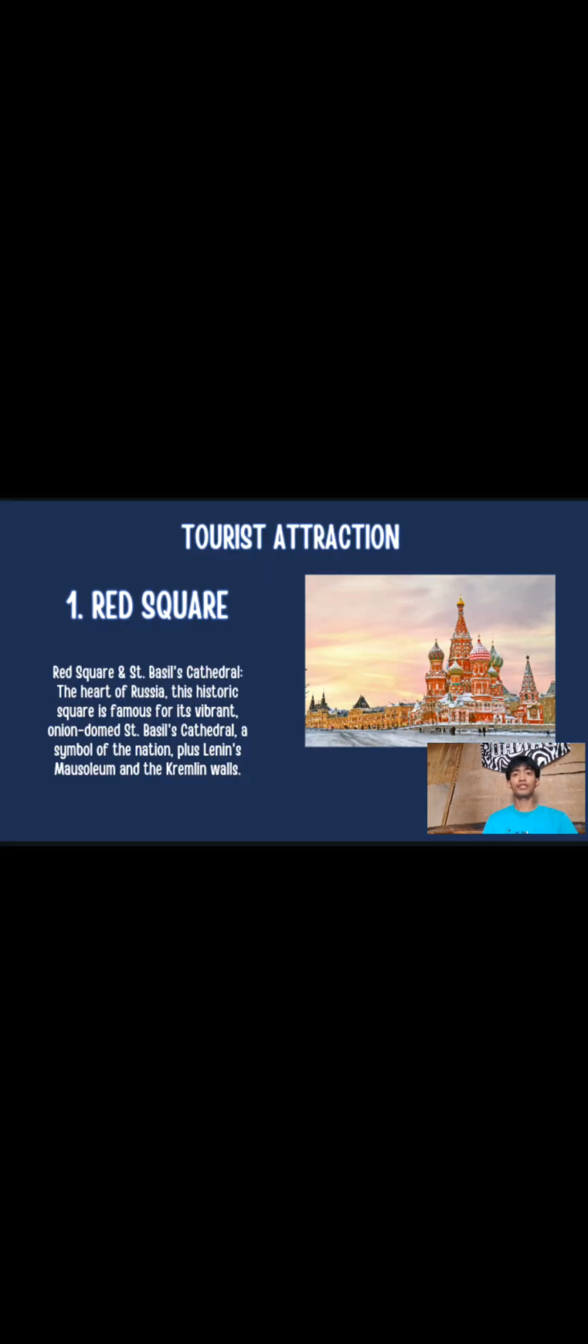Next is tourist attraction. Red Square. Red Square and St. Basil Cathedral, the heart of Russia. This historic square is famous for its vibrant onion dome. St. Basil Cathedral, a symbol of the nation, plus Lenin's mausoleum and the Kremlin walls.